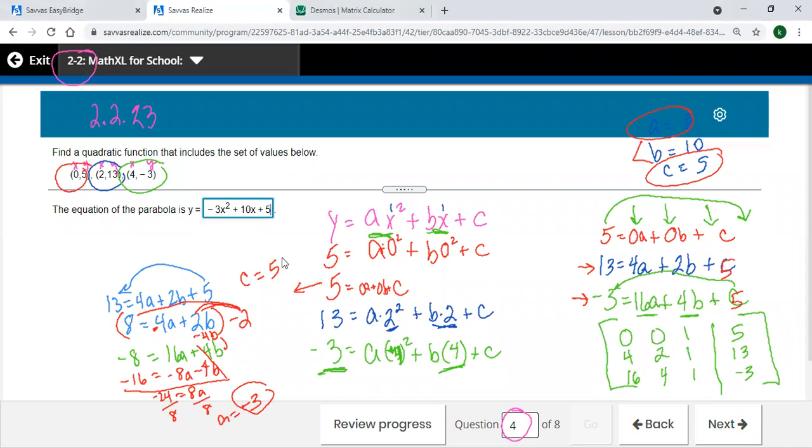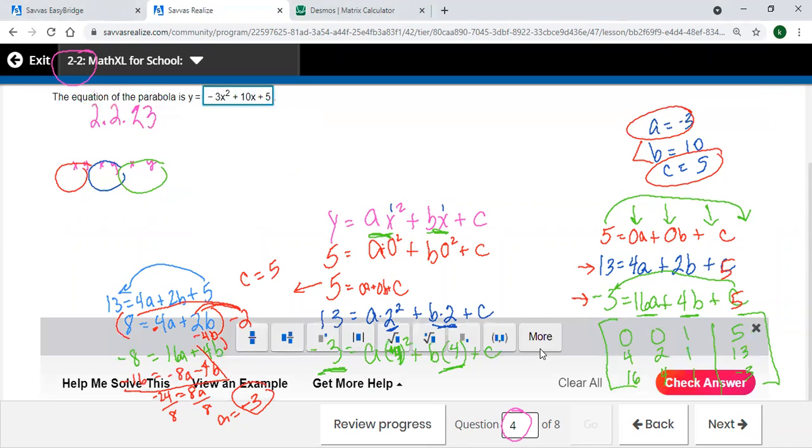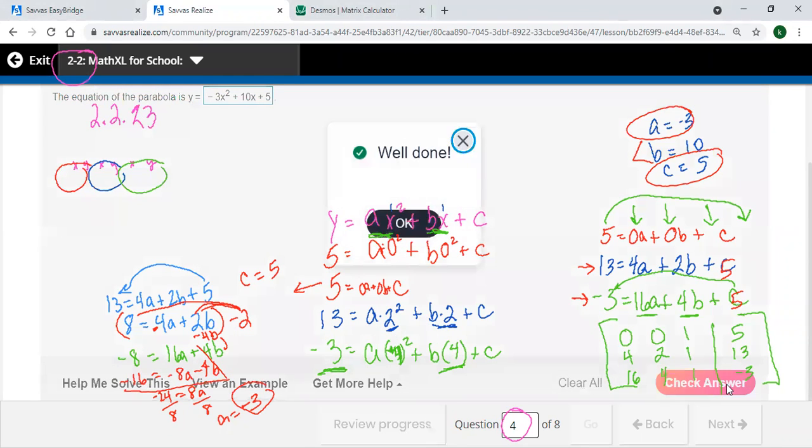All right, again, sorry about that. Kind of a long explanation showing you all those different ways you could do the problem. Let's check it. And there we go.